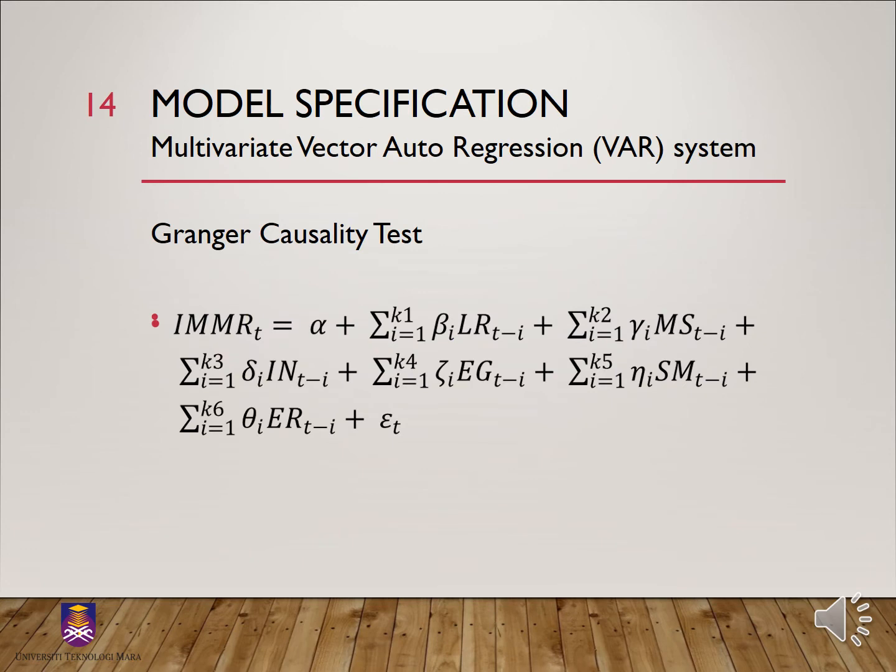What is the methodology? So we use the Granger causality test and we apply the multivariate VAR model to determine the causality effect between the macroeconomic variables and also the interbank money market rates.